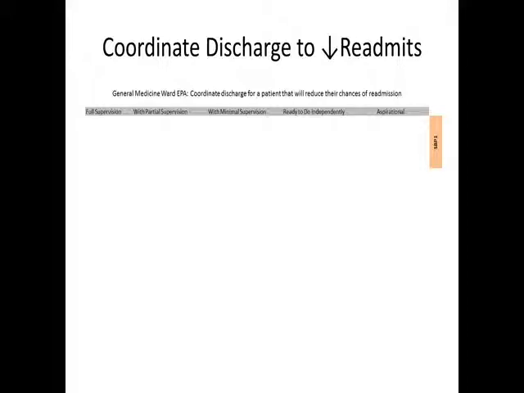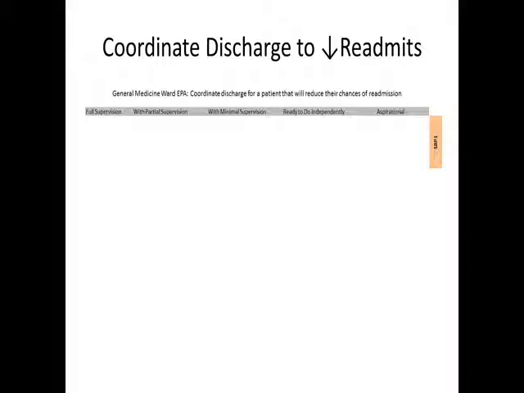Our evaluation form asks the faculty member to gauge how much trust he or she has in a resident to safely coordinate discharge. And the possible answers include with full supervision, partial supervision, minimal supervision, ready to do independently if they're graduated today, and aspirational.